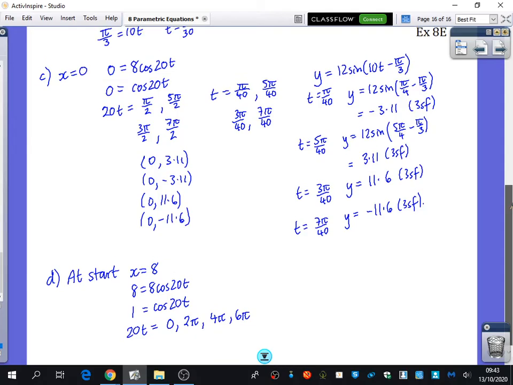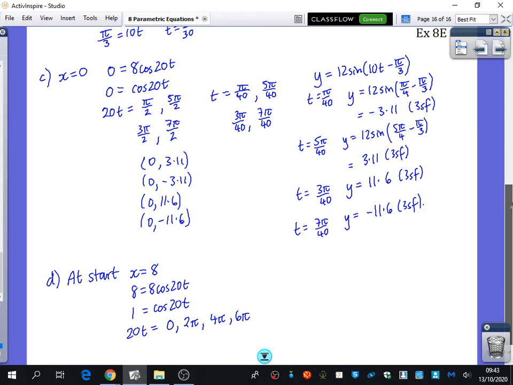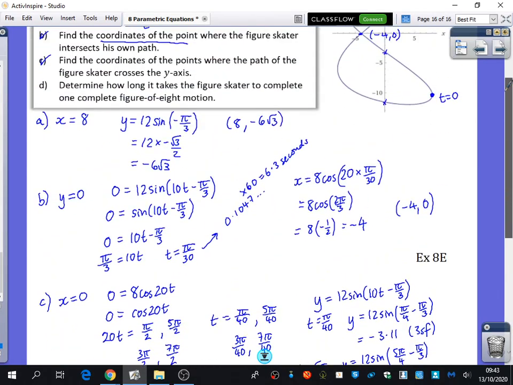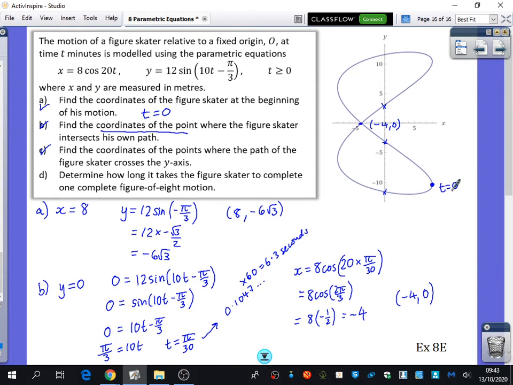I'm going to go back to the diagram, and we're going to see if we can work out what the 4 times correspond to. So this was when t was something to do with 0. When do you think the 2 pi solution is going to correspond to?